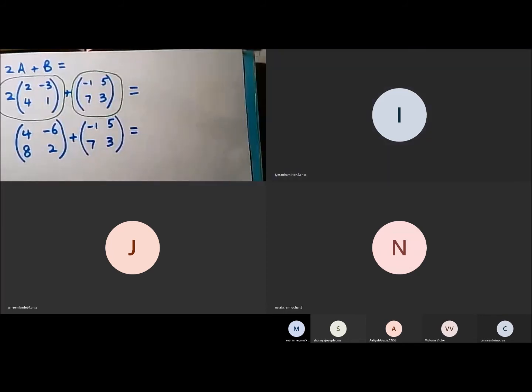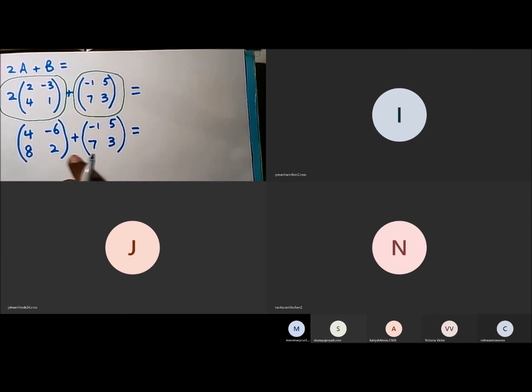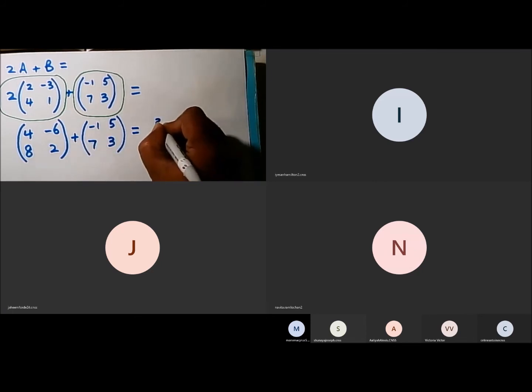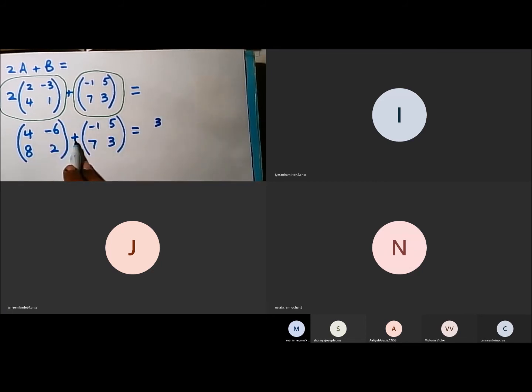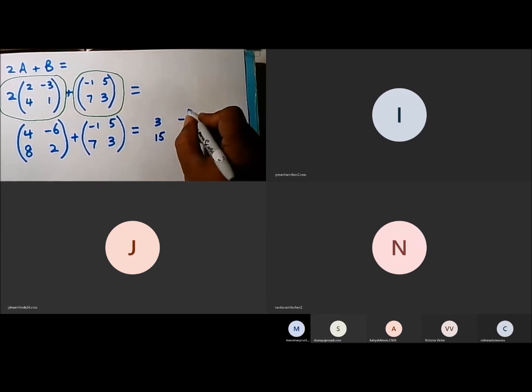We could add it now. 4 add minus 1 turns out to be 4 take away 1, which is 3. Minus 6 add 5. You go down 6, then you go up 5. Minus 1. 8 add 7, 15. 2 plus 3 is 5.